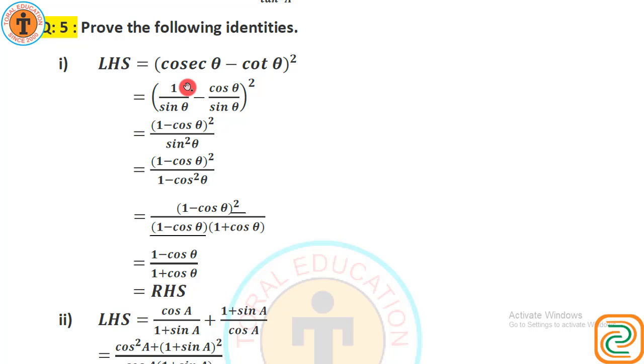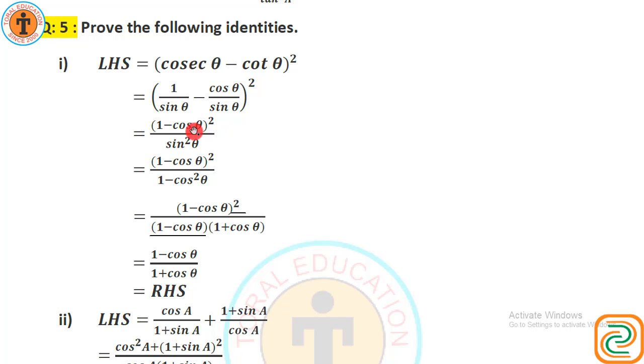Left hand side, cosec theta minus cot theta whole square. Let's convert into sin and cos. If you can't understand anything, convert them into sin and cos. Cosec means 1 upon sin theta. Cot means cos upon sin theta. Can we take LCM? Yes. Sin theta is LCM. Therefore 1 minus cos theta whole square upon sin square theta, because there is square.